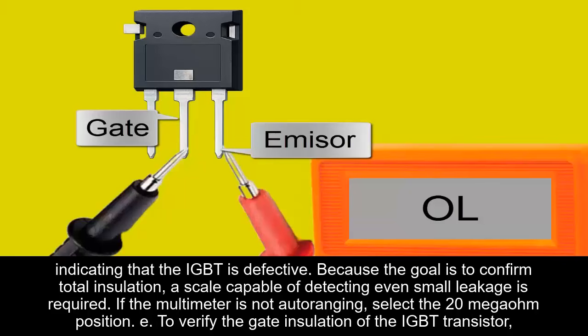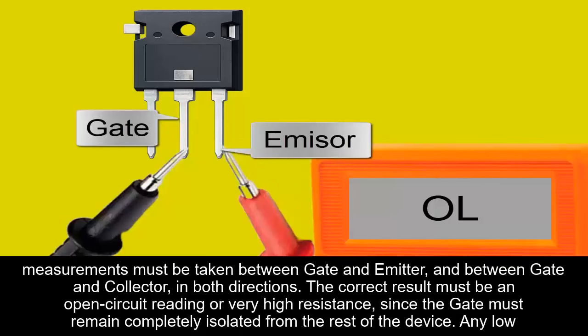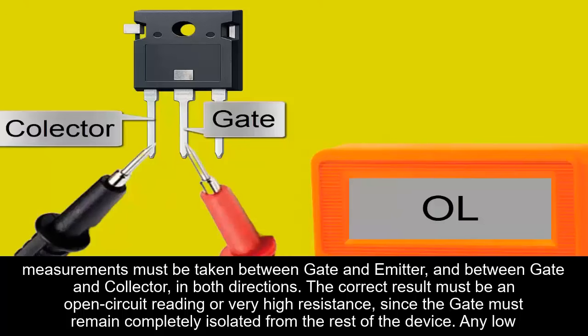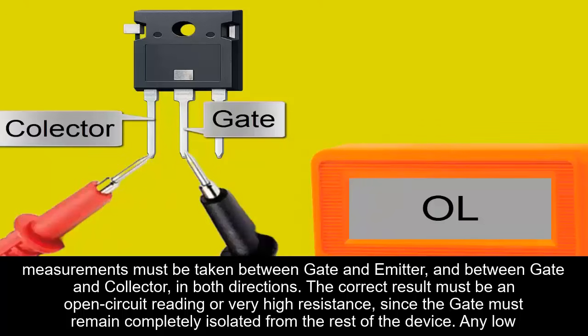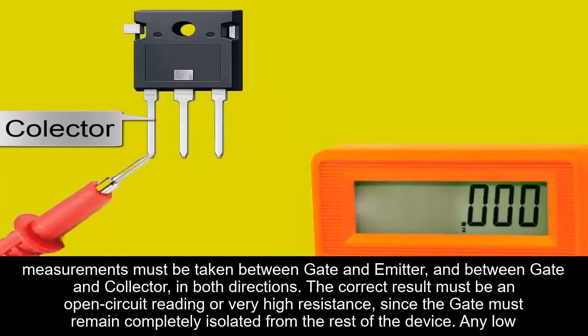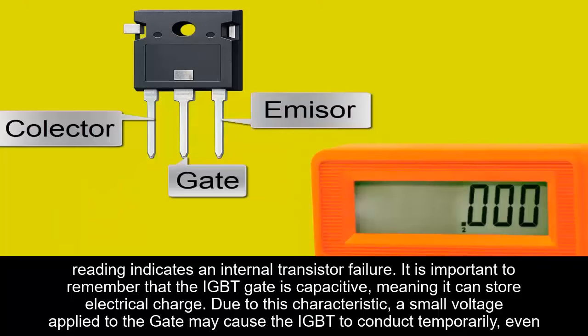E. To verify the gate insulation of the IGBT transistor, measurements must be taken between gate and emitter and between gate and collector in both directions. The correct result must be an open circuit reading or very high resistance, since the gate must remain completely isolated from the rest of the device. Any low reading indicates an internal transistor failure.